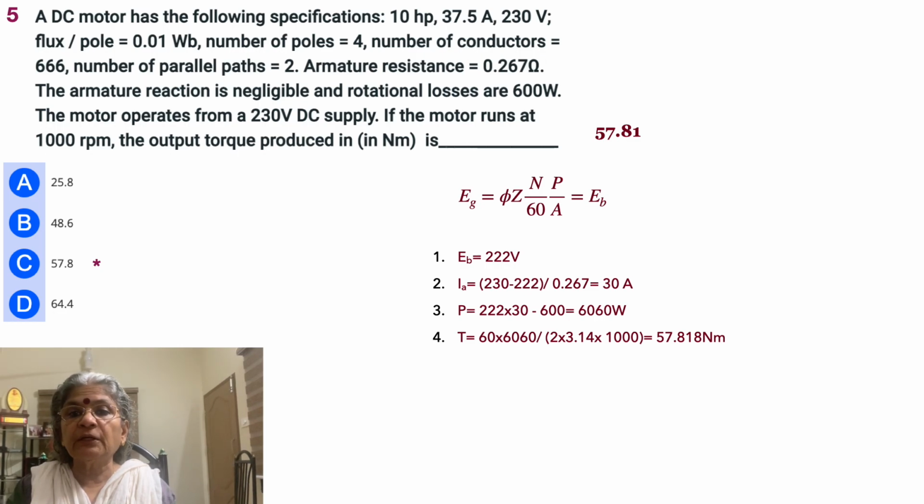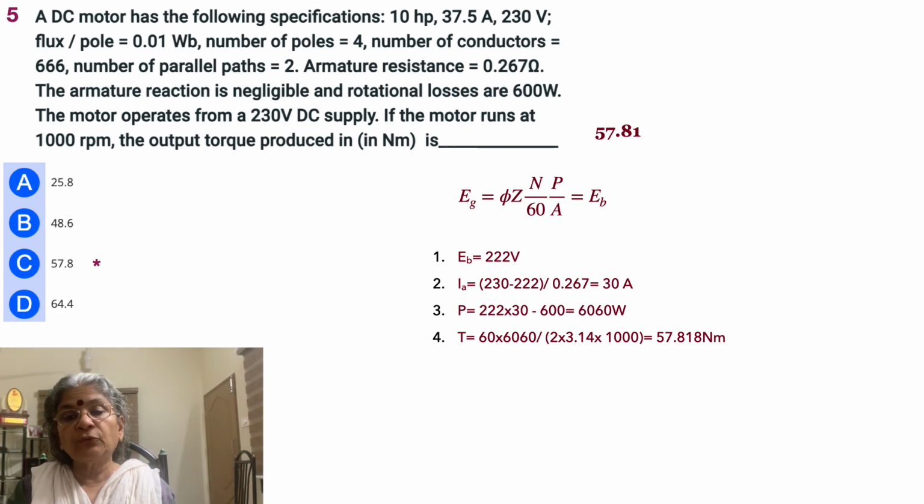Okay, so how many poles? Yeah, 4 poles. So it's a wave wound machine, okay, because the paths are only 2. Armature resistance equal to 0.267 ohms. The armature reaction is negligible and rotational losses are 600 watts. So many things are given. Okay, the motor operates on a 230 volt DC supply. If the motor runs at 1000 RPM, the output torque produced. Okay, so this is a torque session. So we are always going back to torque.